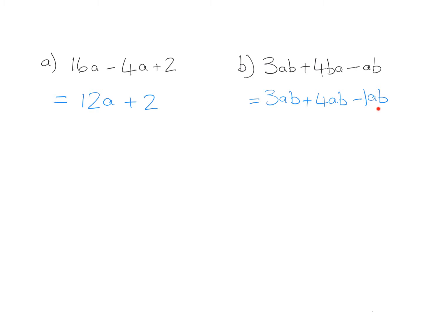Now this over here is where a lot of people go wrong. They forget to put that imaginary 1 in front of the AB, and they forget about subtracting this term. So now we can just simply add and subtract as we need to. So 3 add 4 gives me 7AB, take away 1 gives me 6AB, and that would be my answer.